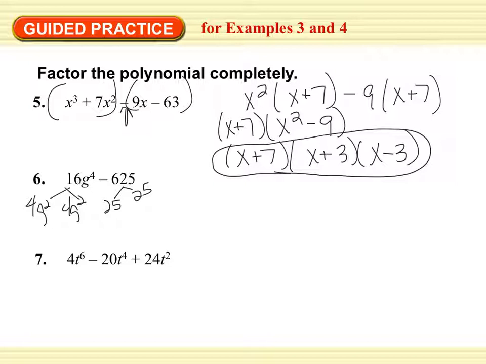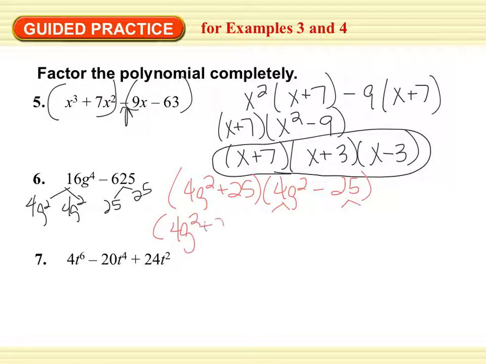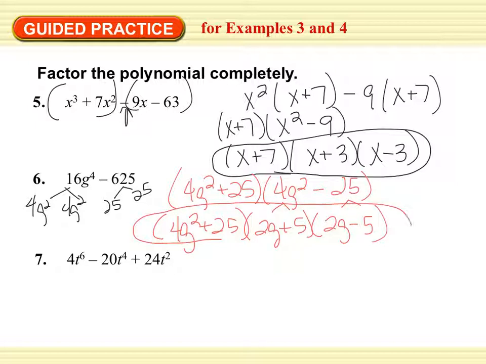I'm going to do a different color so I don't get confused. 4g squared plus 25, 4g squared minus 25. And I have the difference of perfect squares again. I can split this up into 2g times 2g, and here into 5 times 5. So 4g squared plus 25, and 2g plus 5, 2g minus 5. Factor completely, right?